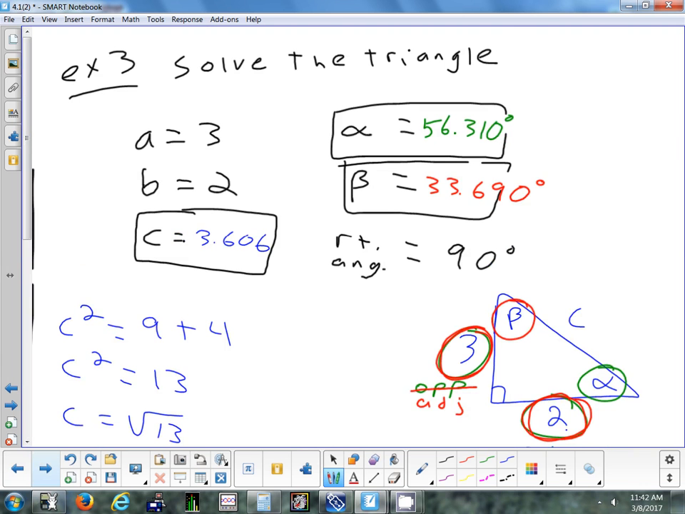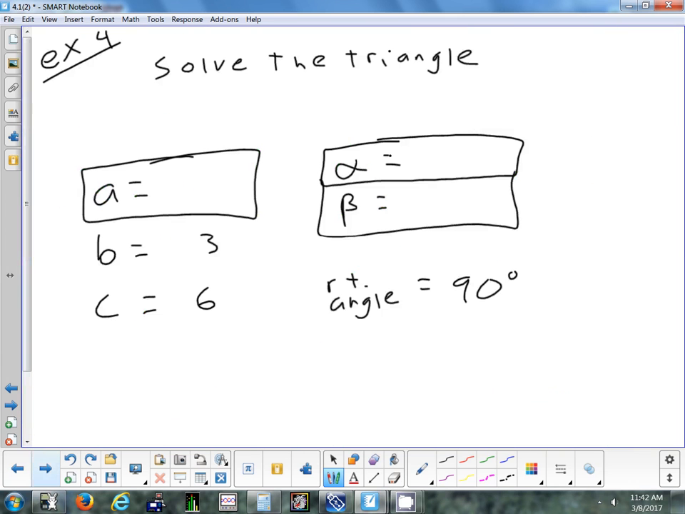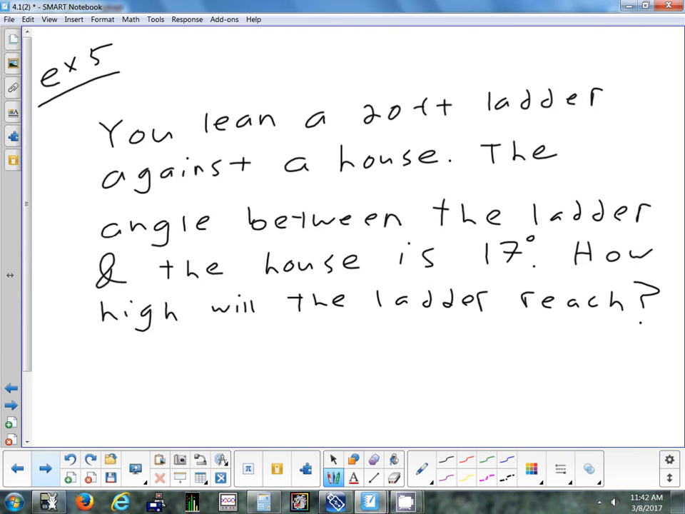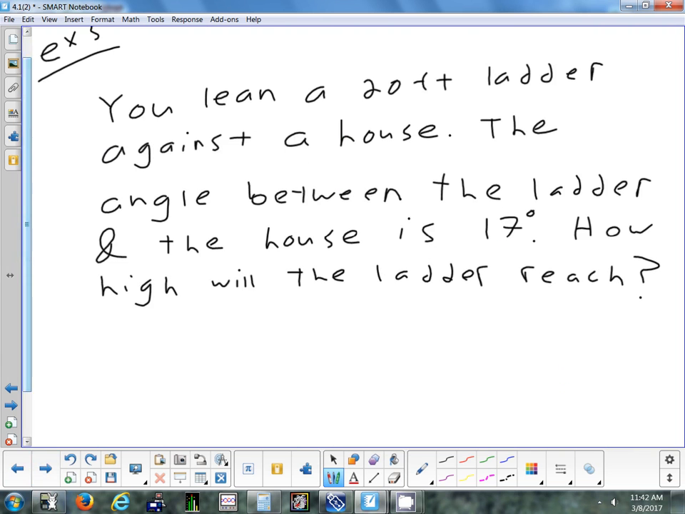All right, so the last one we'll look at is a word problem. This is another one with solving two sides. It's just like the last one. I don't think we need to do another one of those. If we do, we'll review tomorrow, and we can do another one. Okay, so it says you're going to lean a 20-foot ladder against a house. The angle between the house and the ladder is 17 degrees. How high will the ladder reach?